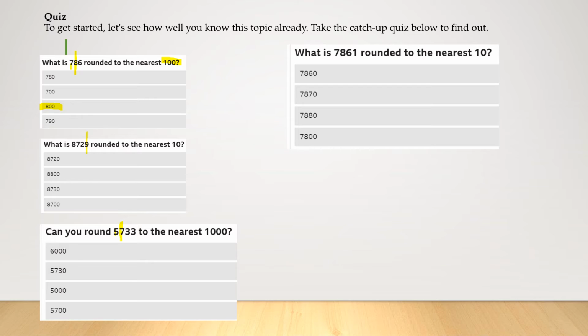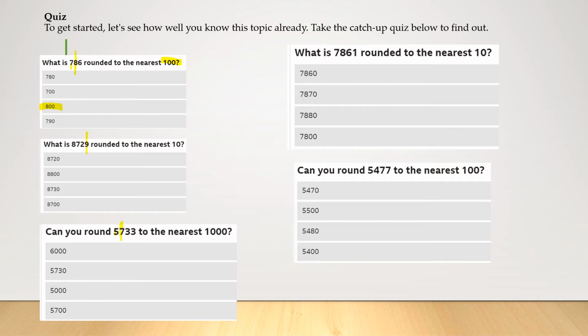Next one, what is 7,861 rounded to the nearest 10? So we've got, I'm in 7,860, or am I going around it? 7,870. What is this one telling me to do?